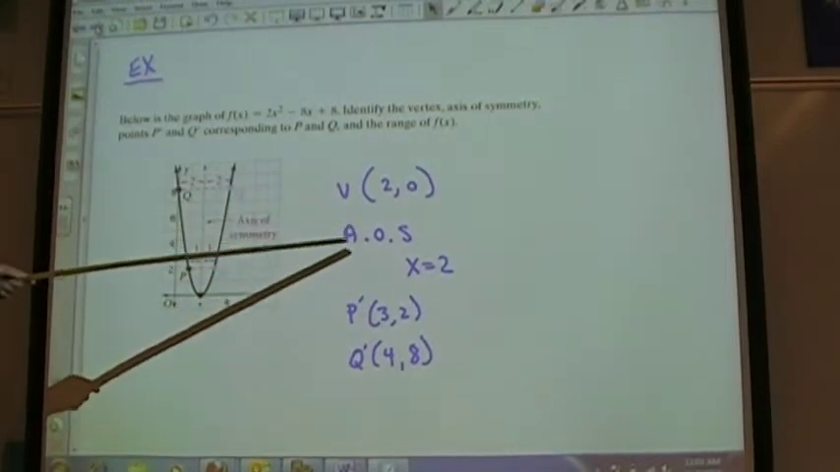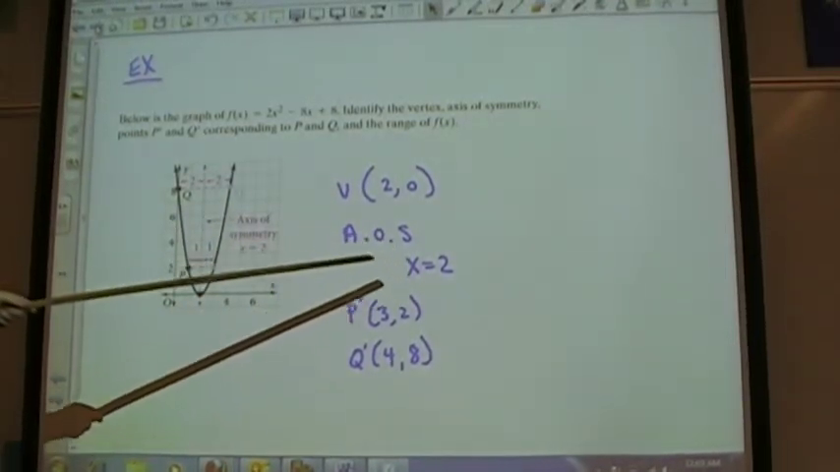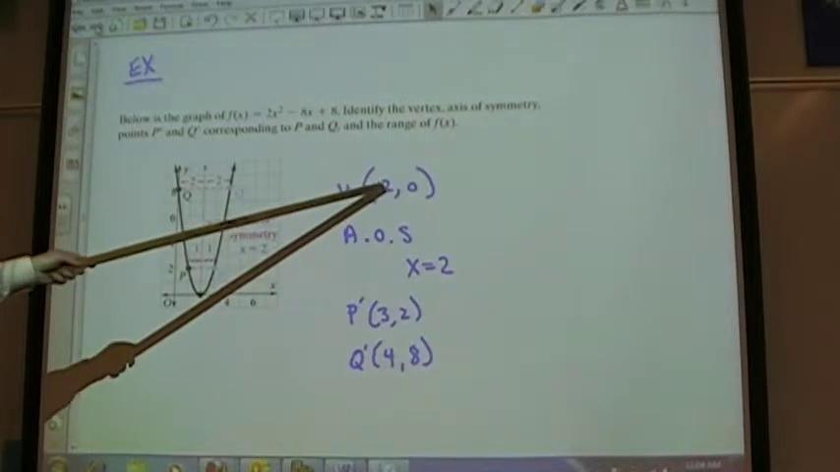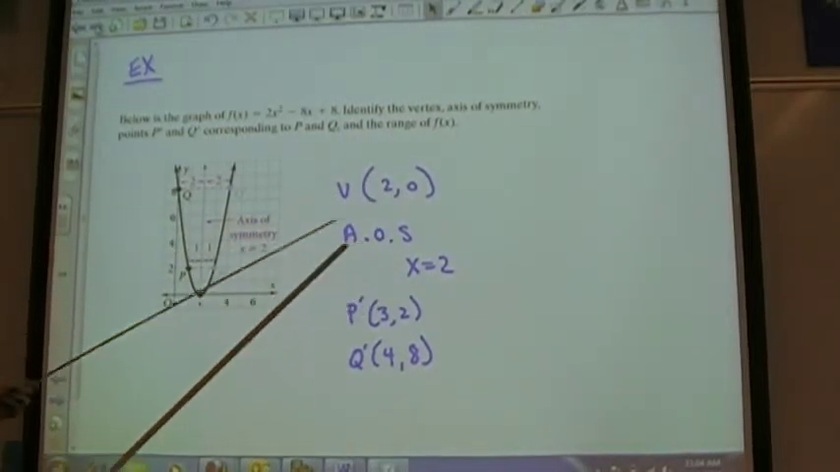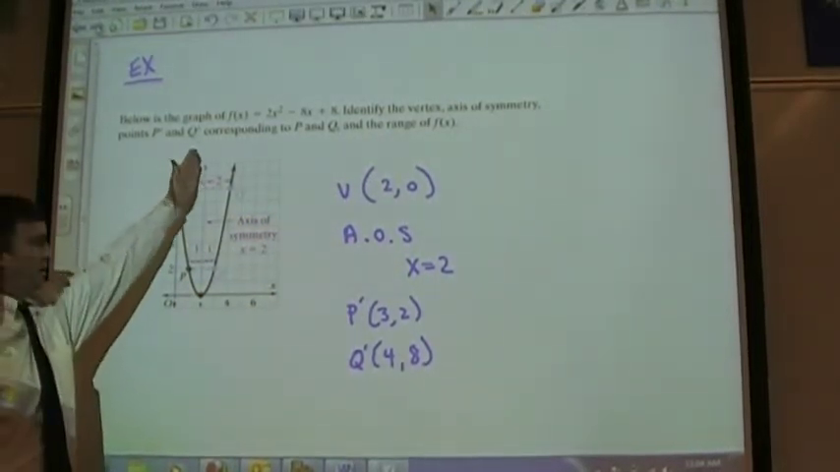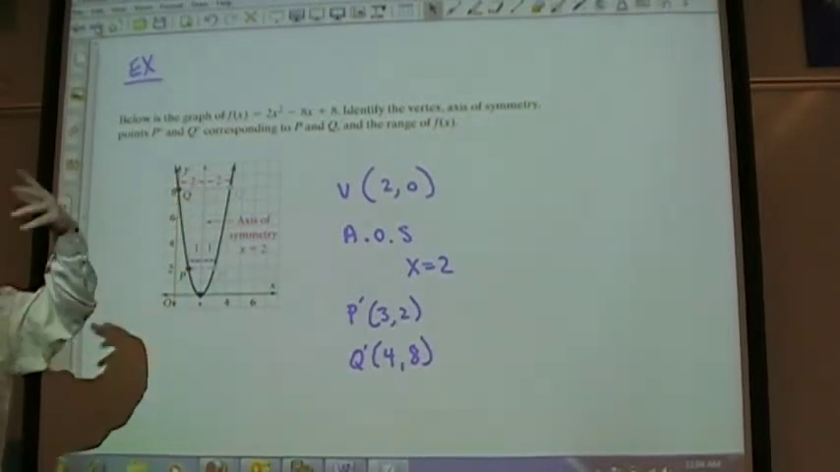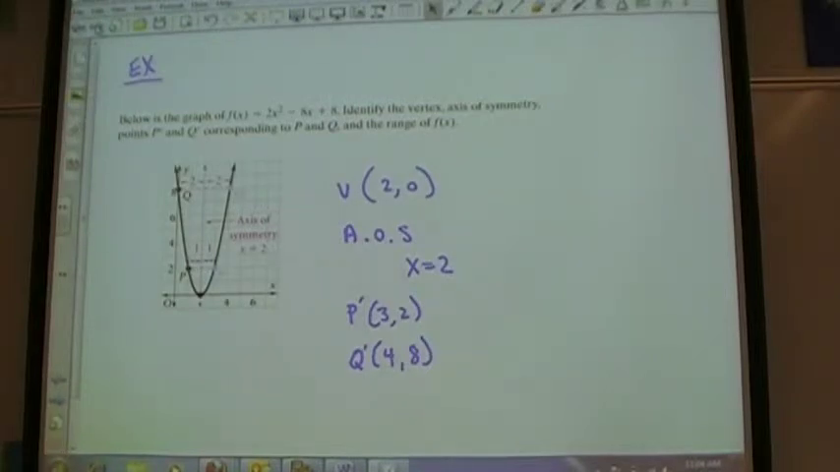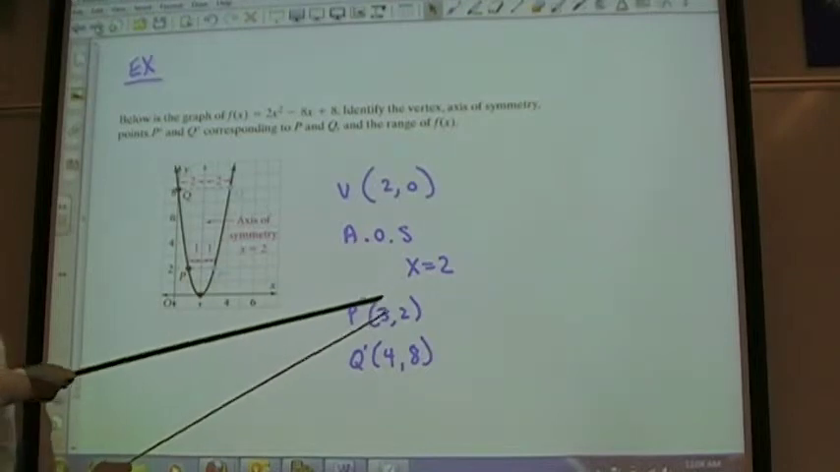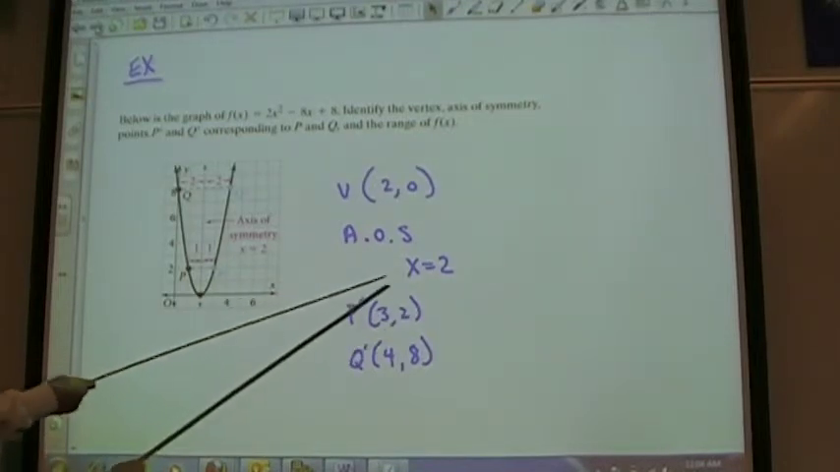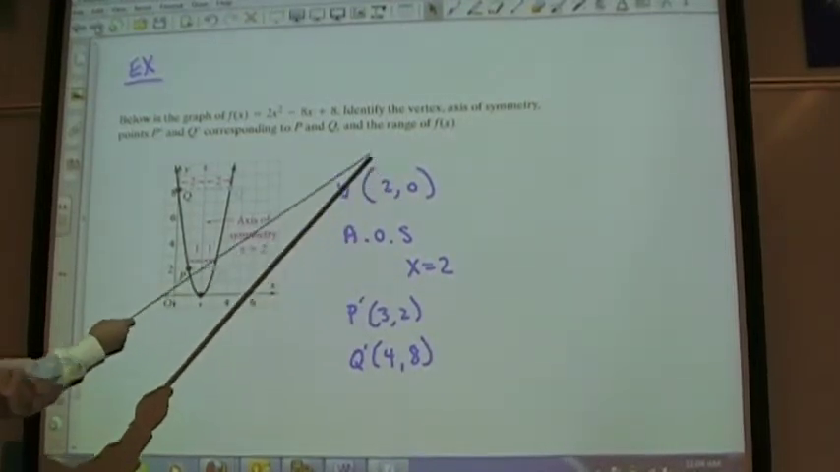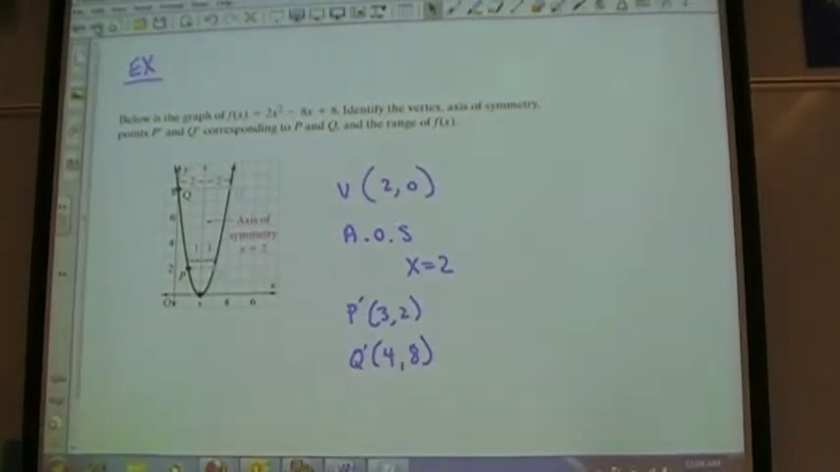Once you know the vertex, you automatically know the axis of symmetry. It's always going to be the same as the x-coordinate in the vertex. Here's the axis of symmetry. What type of line is that? Vertical. It's always a vertical line when the graph opens up and down. Right now all we're doing is up and down. So your axis of symmetry, the equation of any vertical line, is x equals a number. In this case, it's x equals whatever the x-coordinate of the vertex is. So once you have the vertex, you automatically know the axis of symmetry. In this case, it's x equals 2.